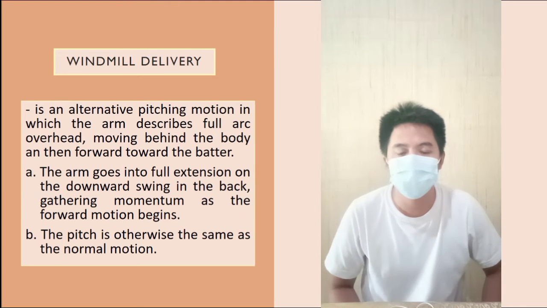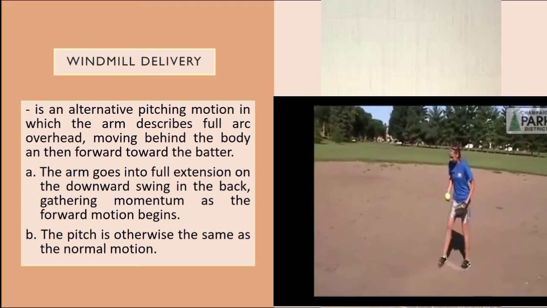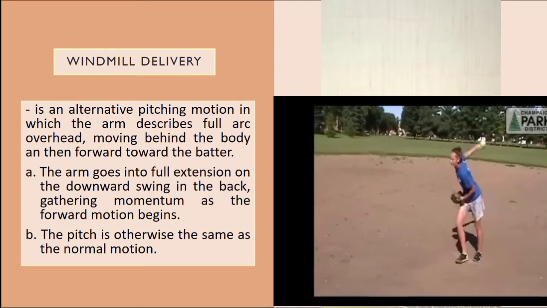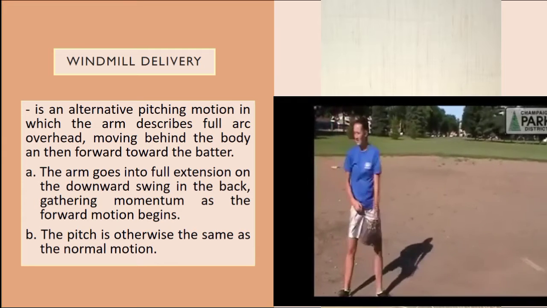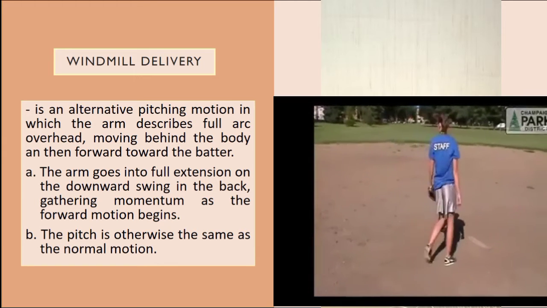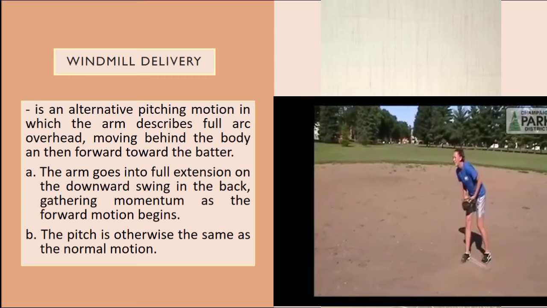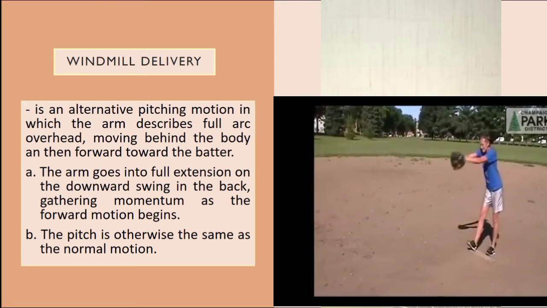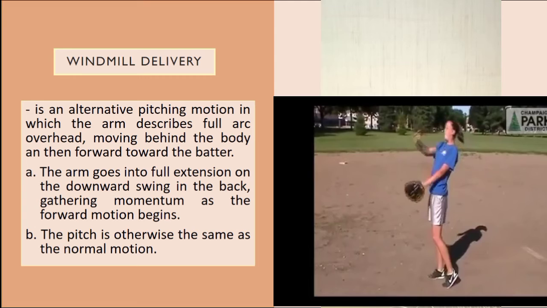Next is windmill delivery. Windmill delivery is an alternative pitching motion in which the arm describes a full arc overhead, moving behind the body and then forward toward the batter. The arm goes into full extension on the downward swing in the back, gathering momentum as the forward motion begins. The pitch is otherwise the same as the normal motion.